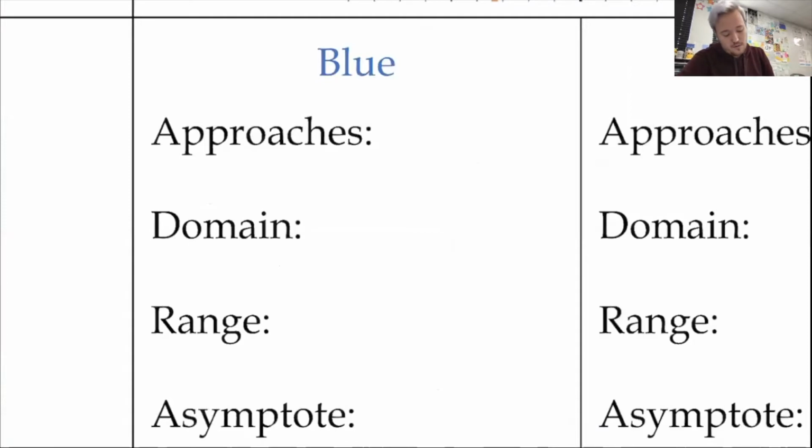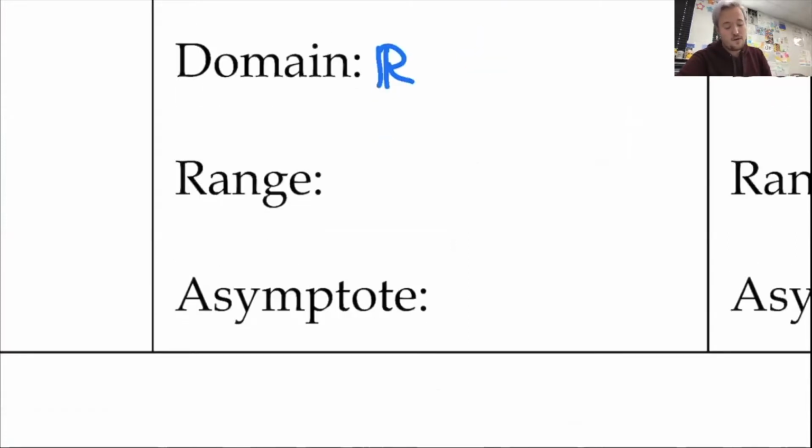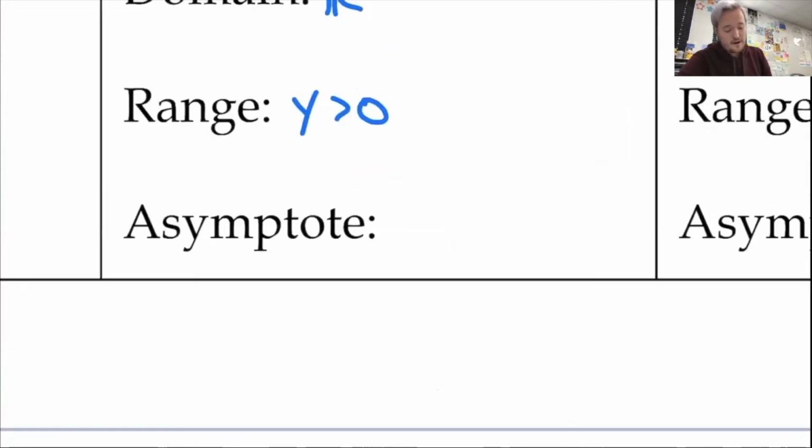So in blue, it's approaching 0, which makes it a decay. The domain is still all real numbers, just like before. Your range, it's above the x-axis, so it's everything greater than 0. And then your asymptote is still y equals 0.